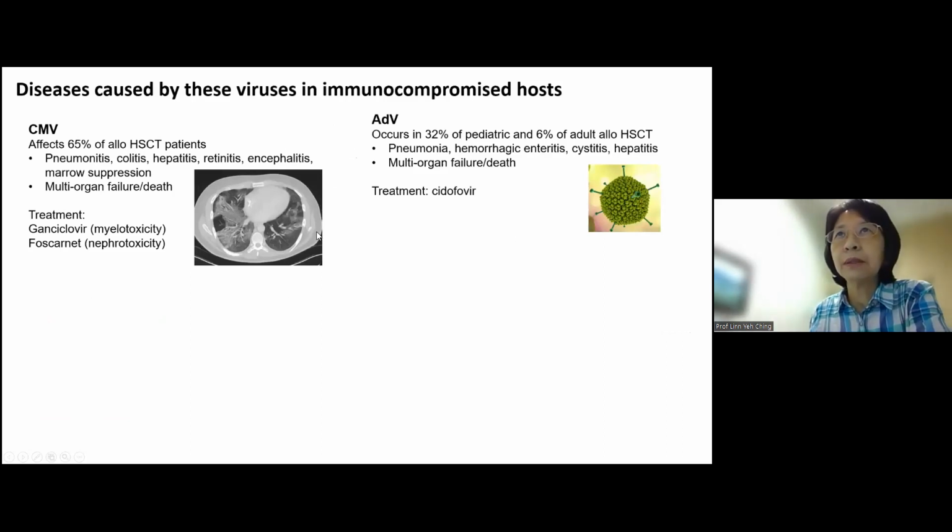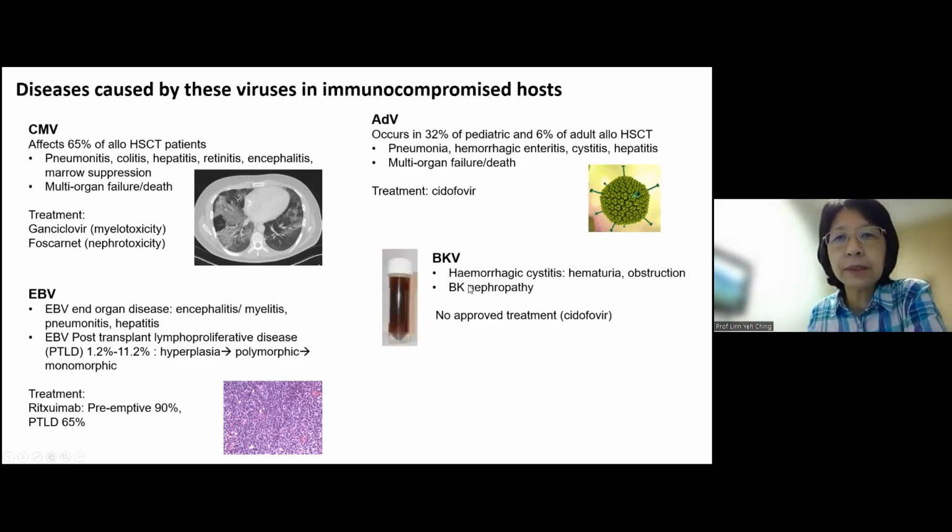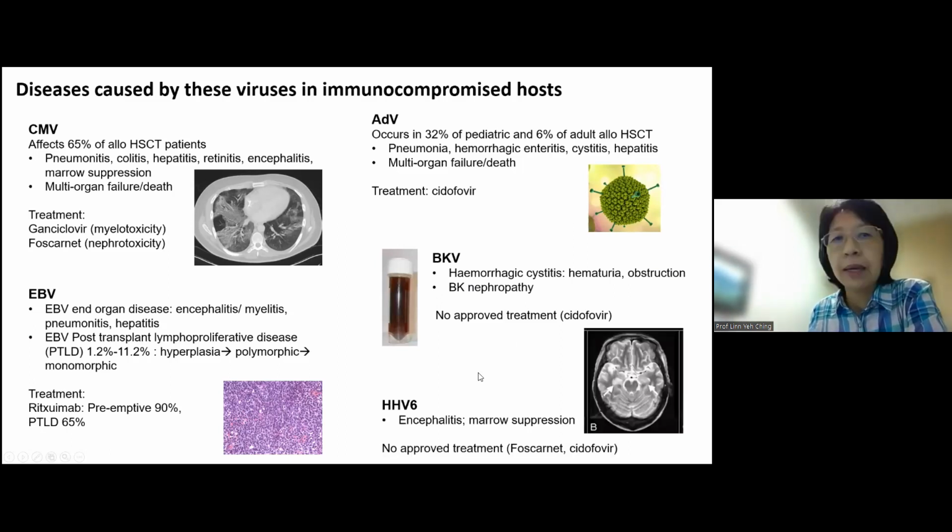These viruses can cause a whole range of serious disease and death. EBV and adenovirus can cause multi-organ disease, CMV as well. EBV, as we mentioned, can cause PTLD. BK virus can cause hemorrhagic cystitis and BK nephropathy, and HHV6 can cause encephalitis.